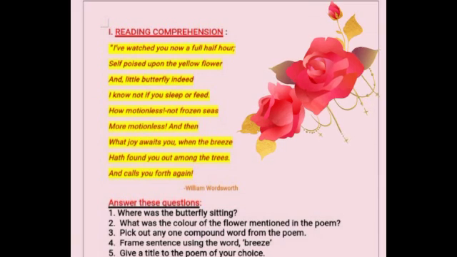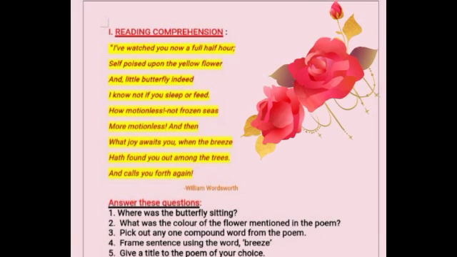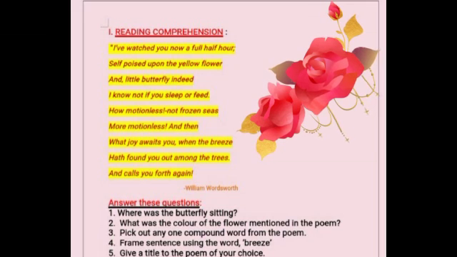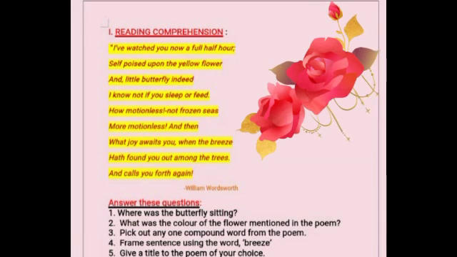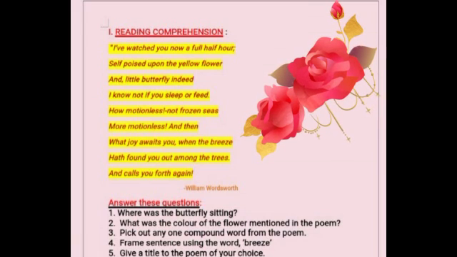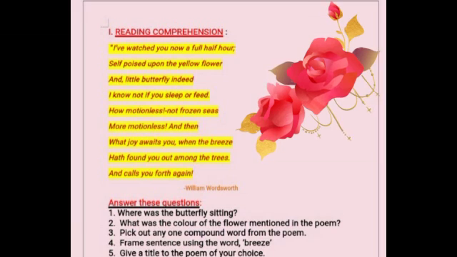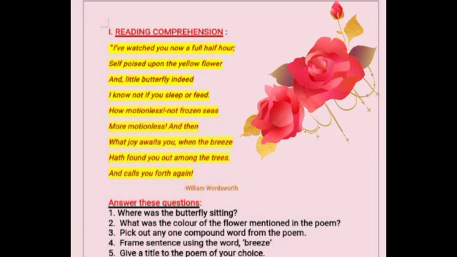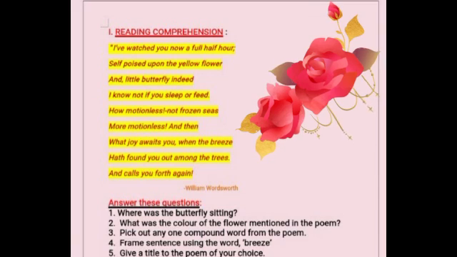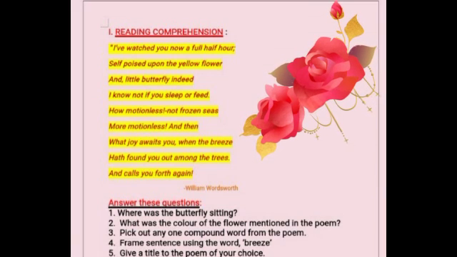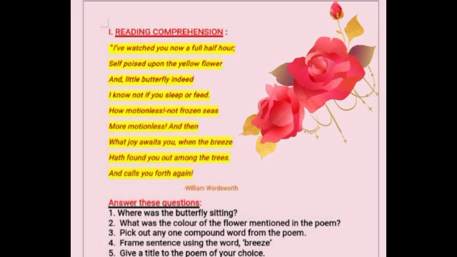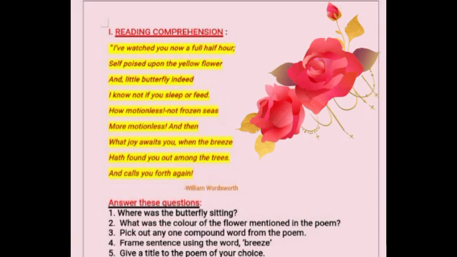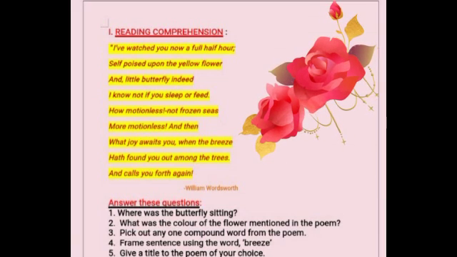Third one, pick out any one compound word from the poem. So already we have revised compound words in the Zoom class. I hope you all know the answer. Yes, butterfly, motionless. Next one, frame a sentence using the word breeze. You can use any sentence for breeze. For example, I enjoyed the lovely breeze in the evening. Okay, any one of your choice. Fifth one, give a title to the poem of your choice. This also you can give a title according to your wish. Okay, so read the question properly and answer. You will be getting questions like this.